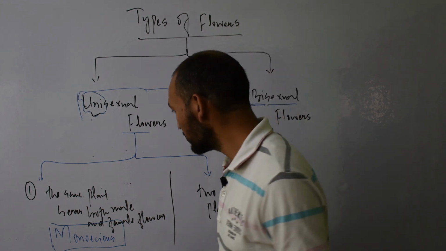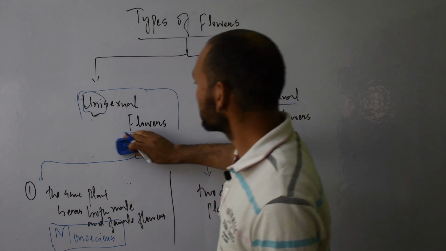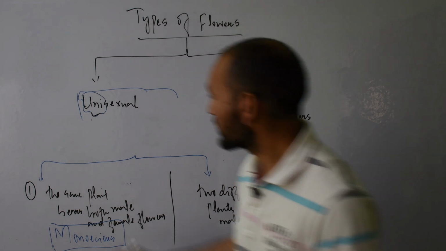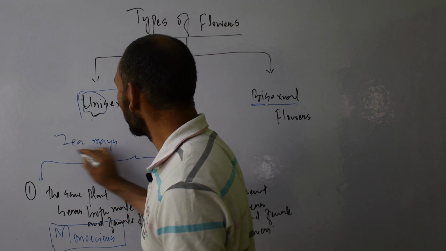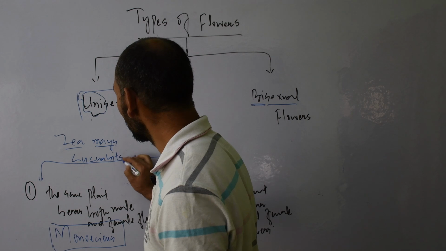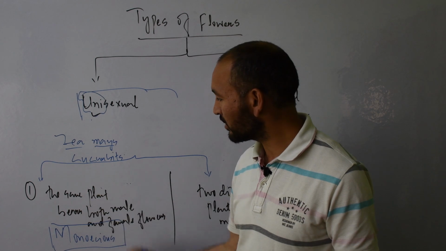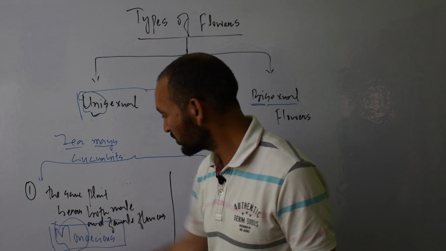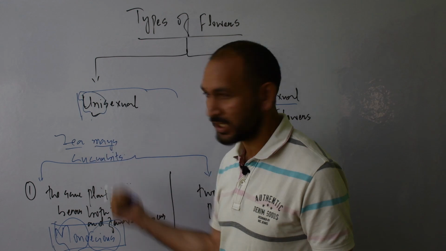For example, I can give you the examples. For example, we have maize, okay, we have cucurbits. Okay, these are the plants where you have the same plant bearing both the male and the female flowers. Okay, mono means one, oecious means to house. Okay, the same plant houses both male and female flowers.